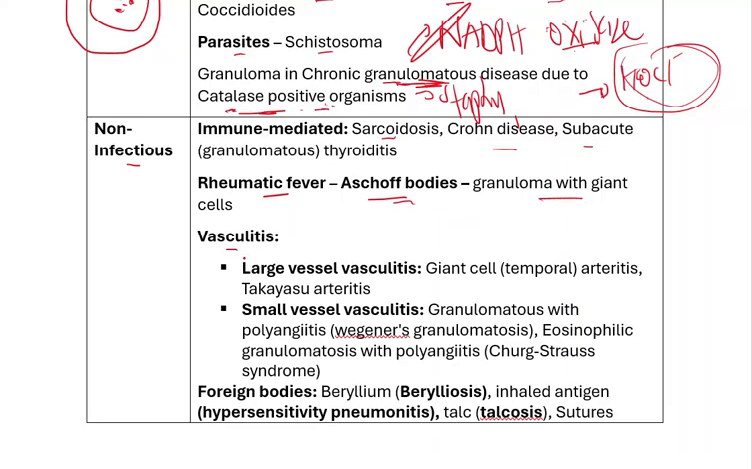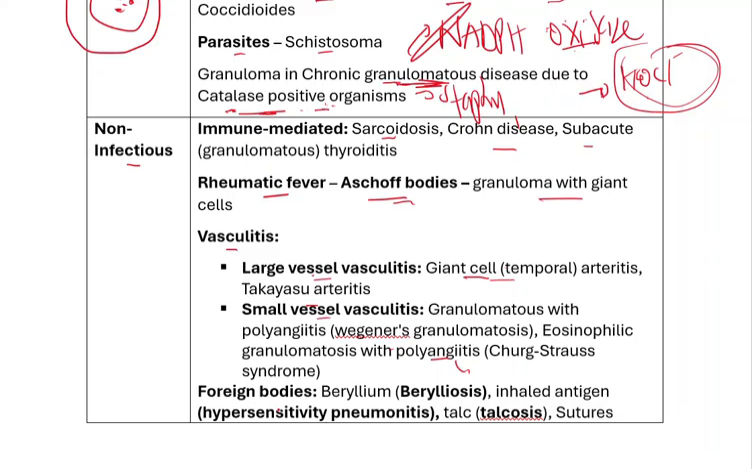Vasculitis could also cause granuloma, like large vessel vasculitis or small vessel vasculitis. Under large vessel vasculitis, we have giant cell temporal arteritis or Takayasu arteritis. Under small vessel vasculitis, we have granulomatosis with polyangiitis, which is called Wegener's, and we also have eosinophilic granulomatosis with polyangiitis, right? And these are the patients that classically have asthma and vasculitis, right?